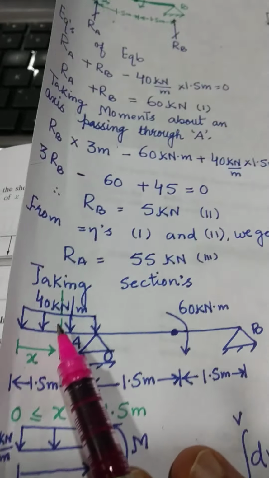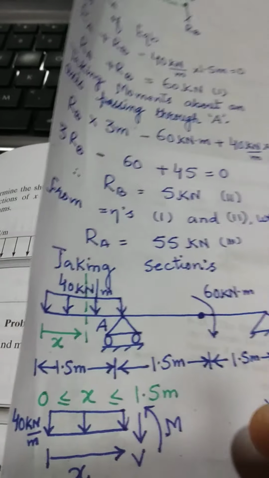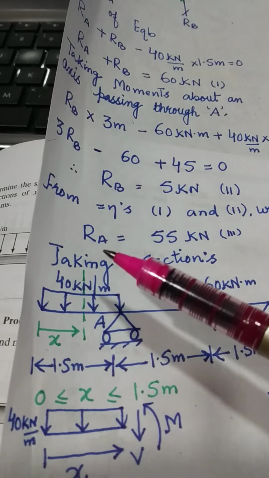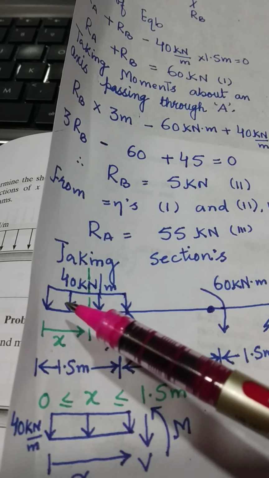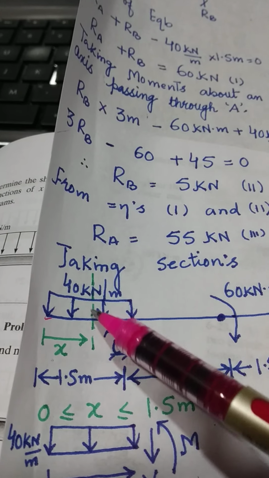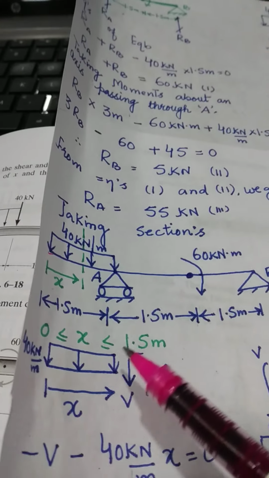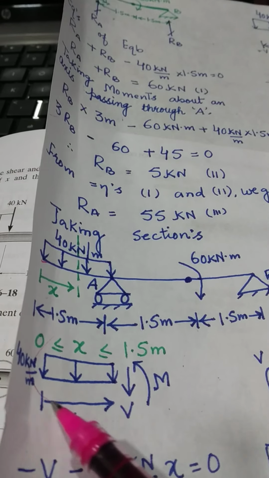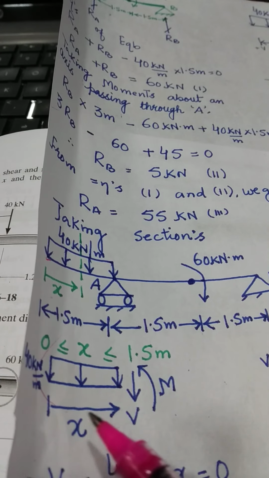The second step, after finding the reactions RA and RB, is drawing the section. Let's draw a section at a distance x from the free end of the beam. Once we draw a section, we get the free body, a portion of the beam like this.